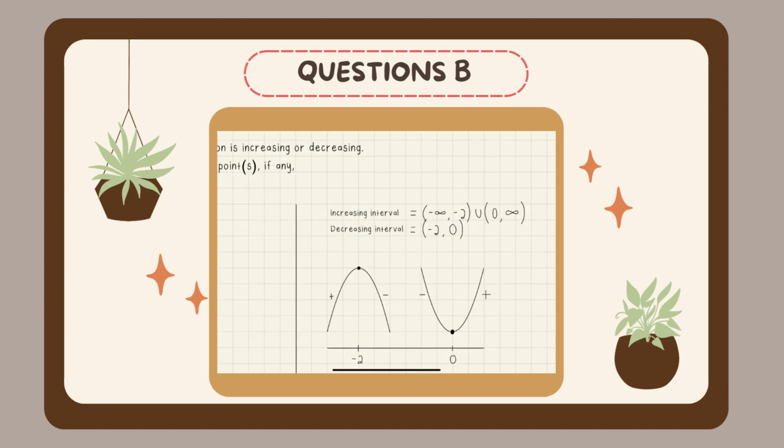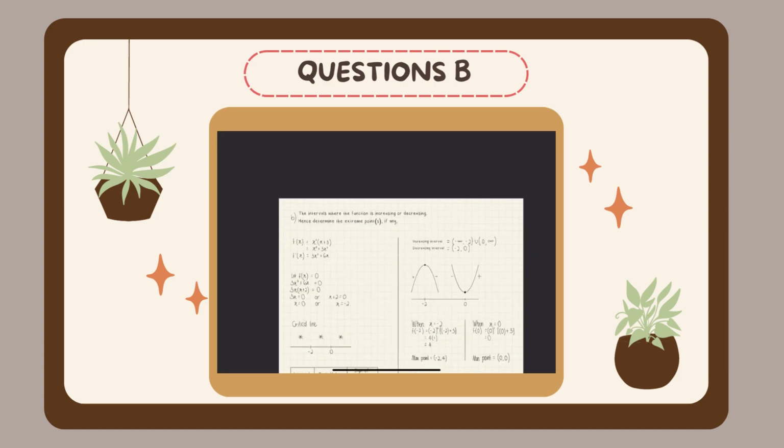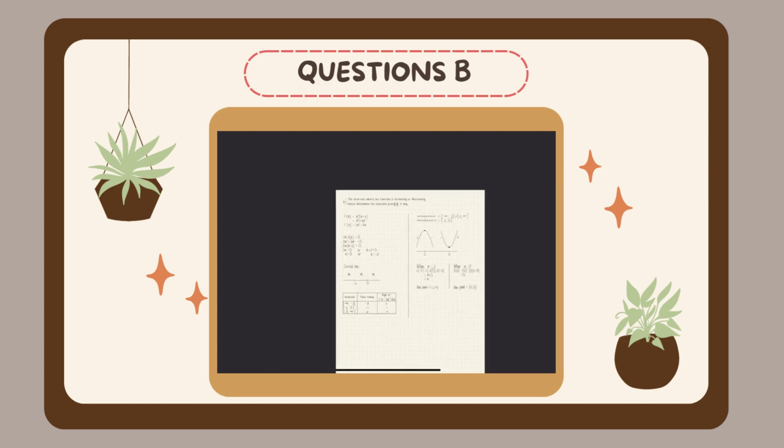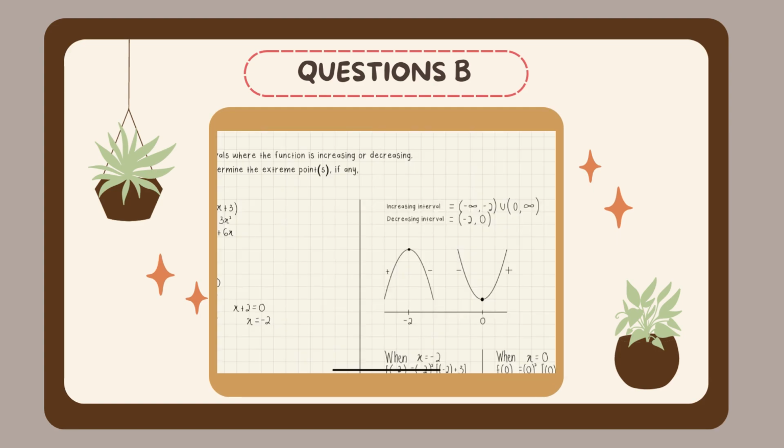As for the fifth step, we need to find the correct sign. For the increasing interval, we will choose negative infinity and negative 2, union 0, infinity. For the decreasing interval, we will choose negative 2 and 0. Why? Because for decreasing, the sign is negative, while for increasing, the signs are positive. That's why those intervals are chosen.